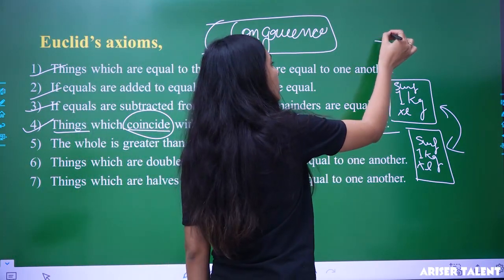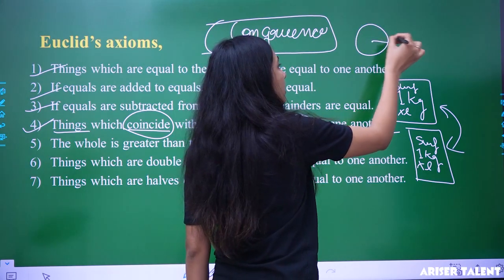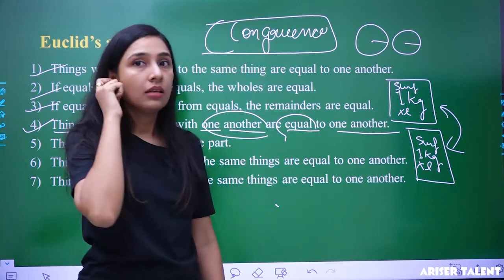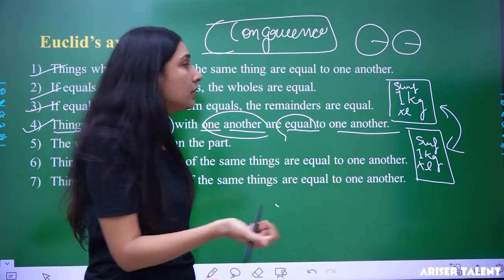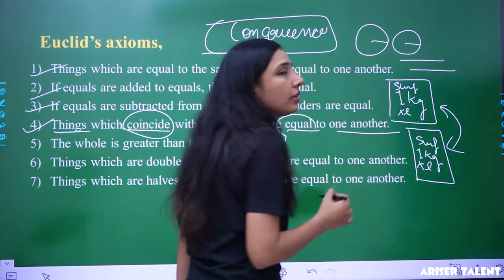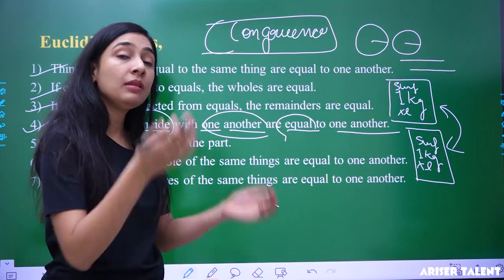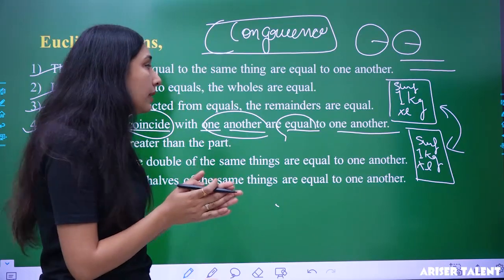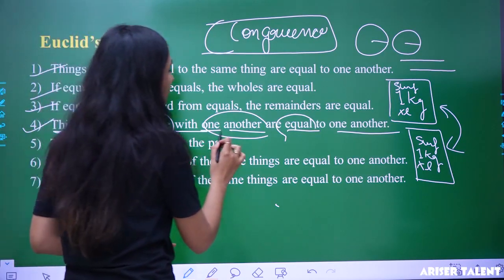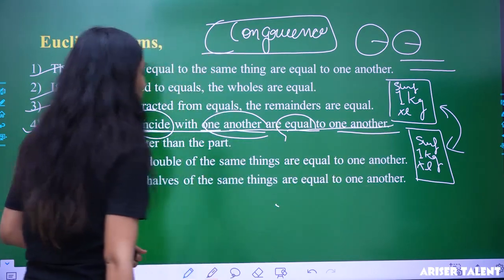In modern geometry we call it congruent, or congruency. We talked about circles having the same diameters or same radius, they will be congruent to each other. If we talk about lines, 2 lines will be congruent if they have the same length in modern geometry. But according to Euclid, things which coincide with one another are equal to one another.